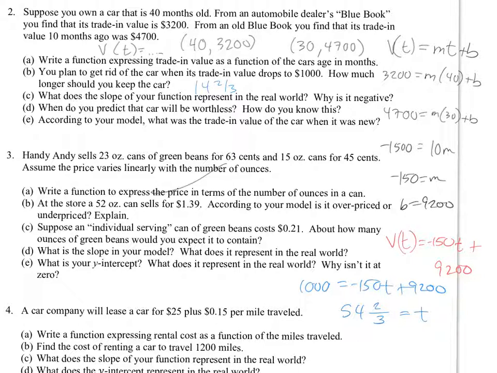What is this called? The y-intercept, or the starting value. So the value of the car when you bought it is really the y-intercept. It started worth 9,200, and every month it lost $150 until eventually it became, in this case, worthless or $1,000. But this was the value that you started with, your starting value.